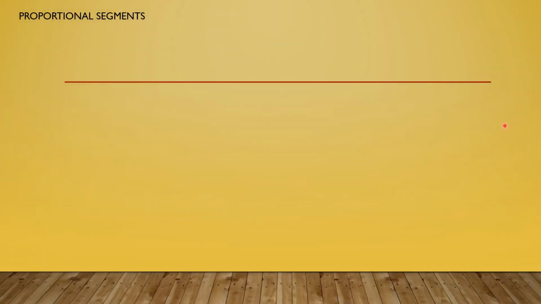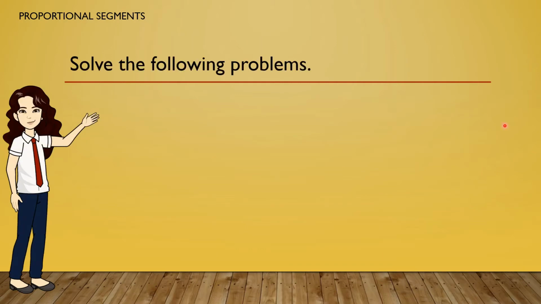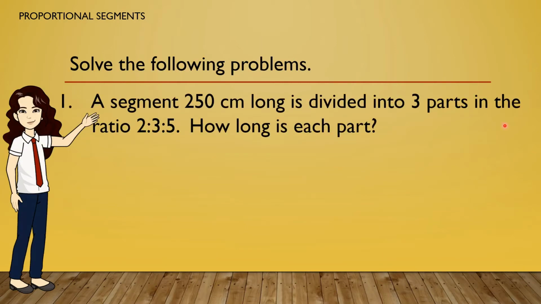Okay, let us have an example of proportional segments. Number 1. Solve the following problem. A segment 250 centimeters long is divided into 3 parts in the ratio 2:3:5. How long is each part? So, the first thing to do is you have to get the ratio. So it becomes 2x plus 3x plus 5x. You are going to get the sum, and the total must be 250.